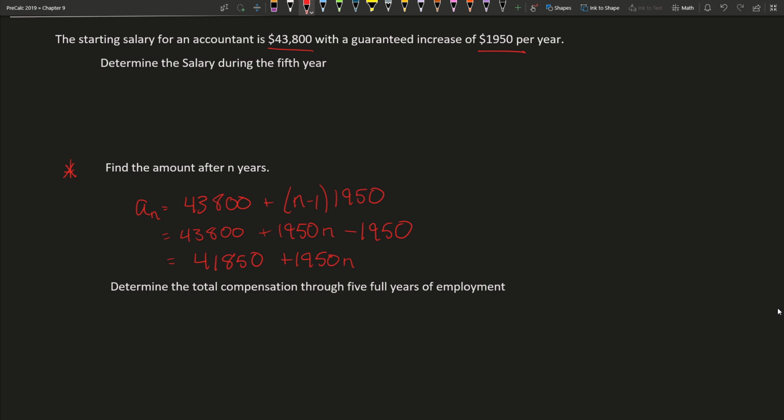So the salary during the 5th year would just be A5, which would be equal to 41,850 plus 1950 times 5. So in the 5th year, you'd be earning $51,600.